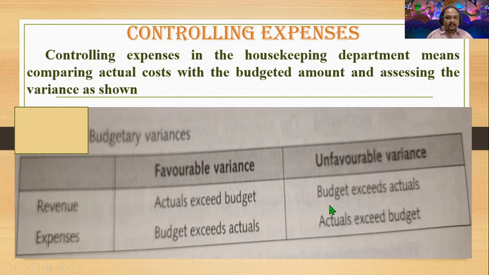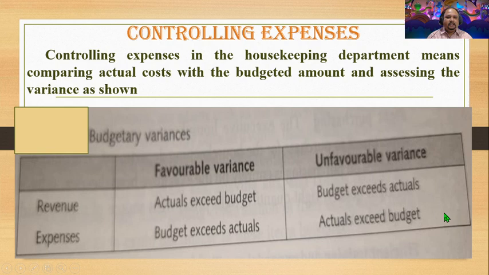In the other case, when the budget exceeds the actuals, then the condition is unfavorable. Now we'll try to understand the second component of budget, that is expenses, and under this particular column we can see if the budget exceeds the actuals, in that case it is favorable, whereas if the actual exceeds the budget, then it is unfavorable variance.